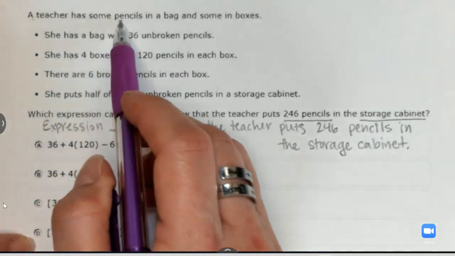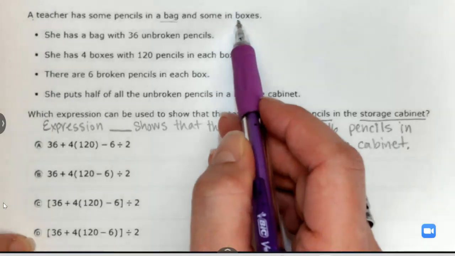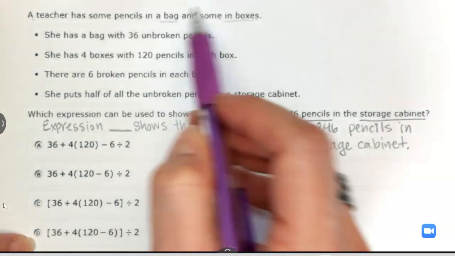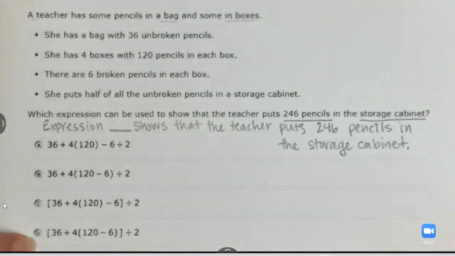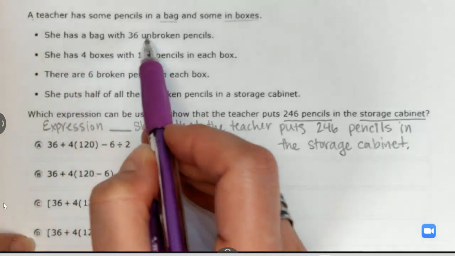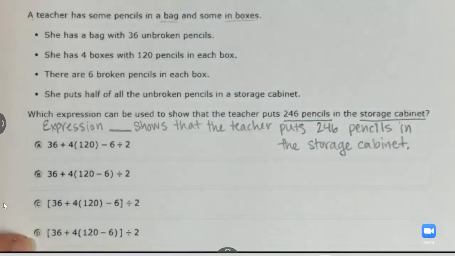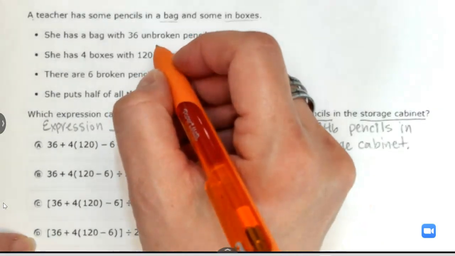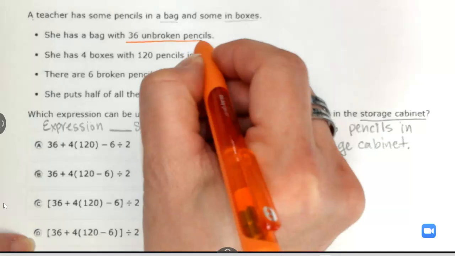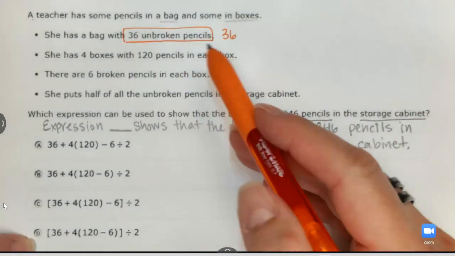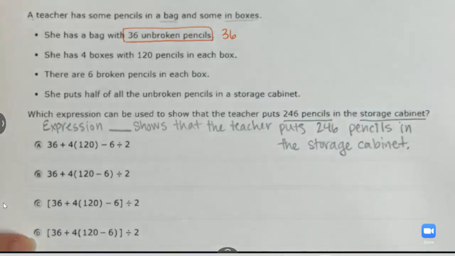A teacher has some pencils in a bag and some pencils in boxes. Okay? So we have pencils in a bag and pencils in boxes. So we're still talking about pencils, they just happen to be in different things. So let's go to our first bullet. She has a bag with 36 unbroken pencils. So if we're talking about pencils, unbroken, that means I can use them. If they're unbroken, they're good to go. That is 36. I'm going to want to save those pencils. We're going to want to use those. They're unbroken.